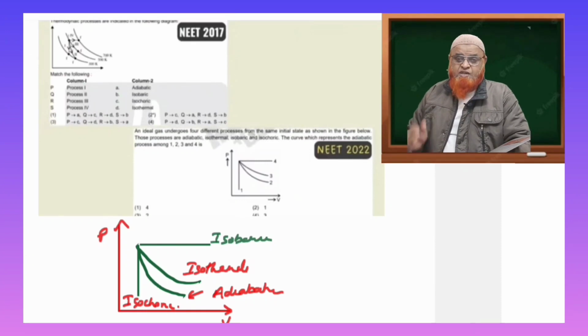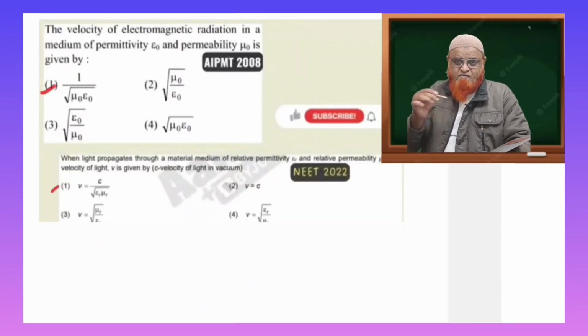Next question is, you all know that the velocity of light in vacuum is given by c is equal to 1 by root of mu naught epsilon naught.